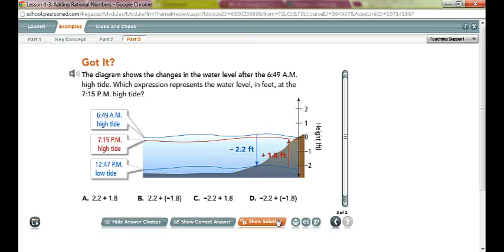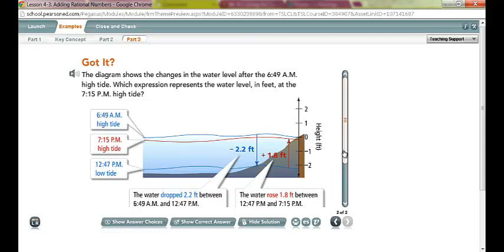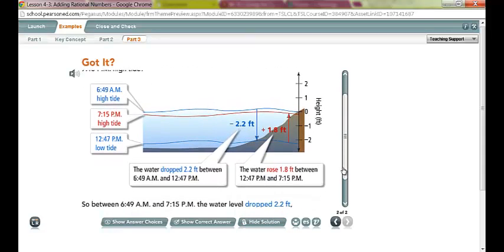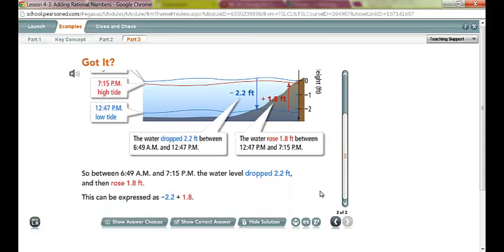Okay, thank you for coming back. Let's see what they're telling us. It's showing us that the water did drop 2.2 feet between the 6:49 and 12:47 times. But the water then rose again. So what we see is the water has dropped, which would be a -2.2, and rose, which would be adding 1.8. This is our answer.